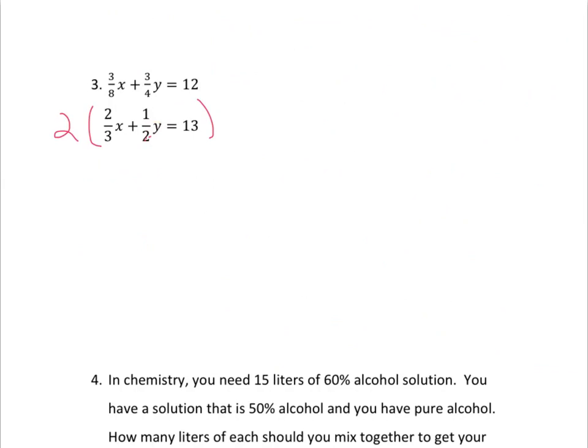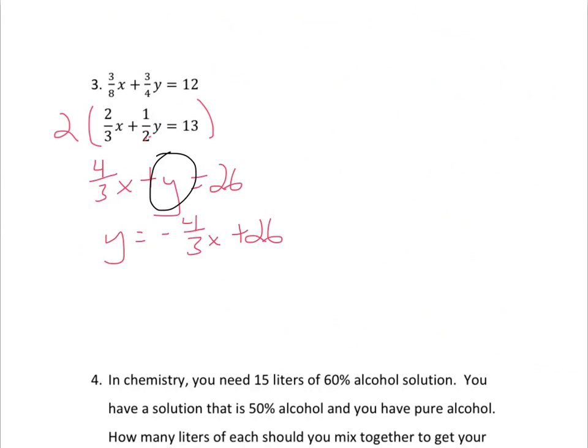So when you do that, we got 4/3 x plus y, right? 1/2 times 2 is 1, equals 26. Now you can easily manipulate this. Everybody sees now that we have this empty y with no coefficient, so you can subtract the x to the other side, and you'll have y equals negative 4/3 x plus 26. All right, now from there, like I said, this is a little bit more of a complex problem. This is one of the harder problems.